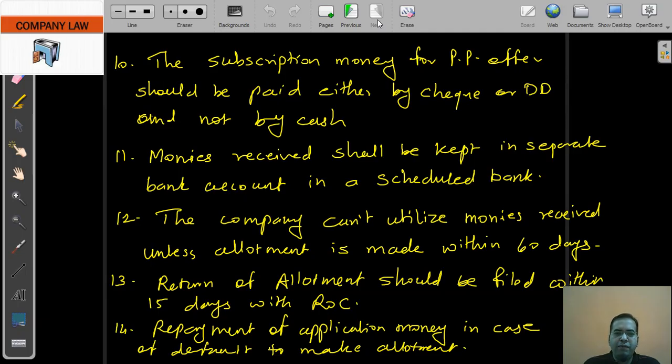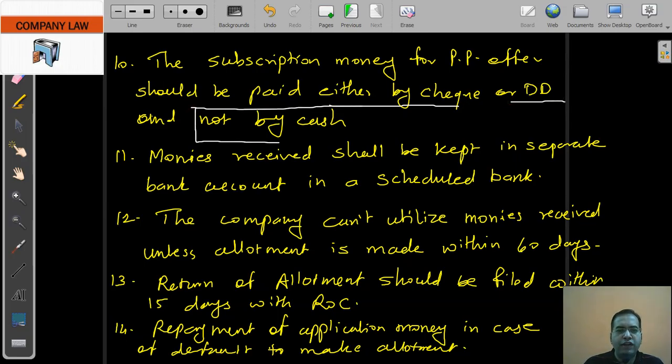Subscription money for a private placement offer should be paid either by check or DD, and not by cash. This is very important. This was one of the stands taken by the Sahara group, saying that they had received money in cash. Now it is not possible when you are raising funds through a private placement offer letter. Whatever money you receive, you cannot receive it by cash. Companies have been debarred from receiving money by cash. So it can be either by check or DD, that is demand draft, and not by cash.